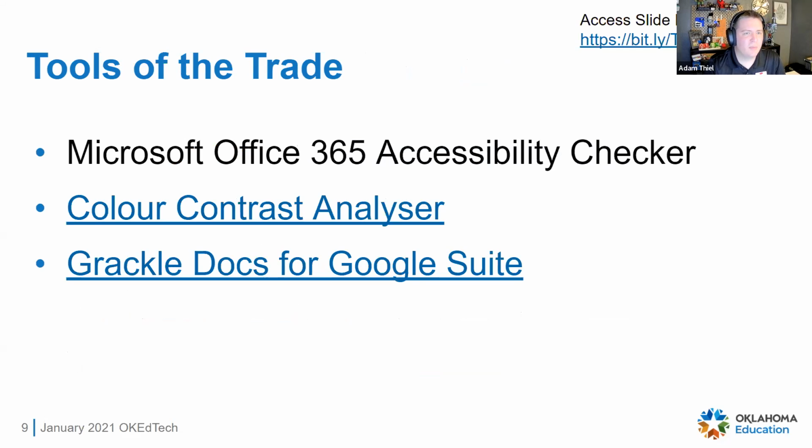These are some of the tools that I'll be talking about. The first two, the Microsoft Office 365 Accessibility Checker and the Color Contrast Analyzer, are free tools that anybody can get access to for the most part, and they're the best tools that we've found for providing accessibility help for your documents. The accessibility checker is built into Microsoft Office, and the color contrast analyzer is a free tool that you can download, and I'll show you how that all works coming up.